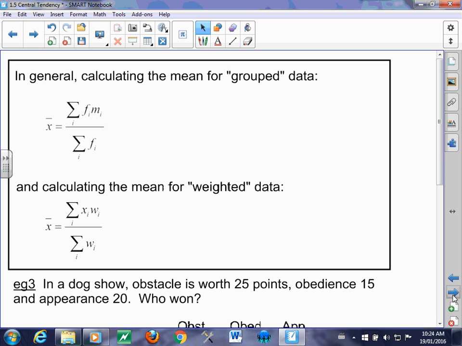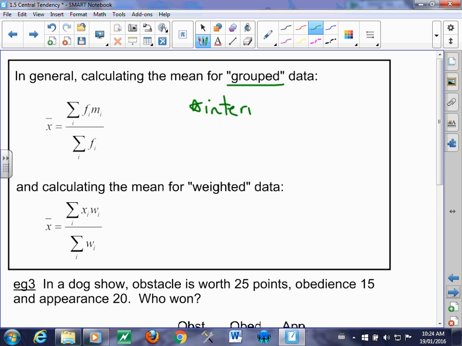Okay, so taking a look, ladies and gentlemen, on your formula sheet, notice that we have grouped data and then we have weighted data. Okay, so grouped data is when you have intervals. And in order to calculate, you have to use midpoints. Have to be able to give the midpoints in order to do it, okay?